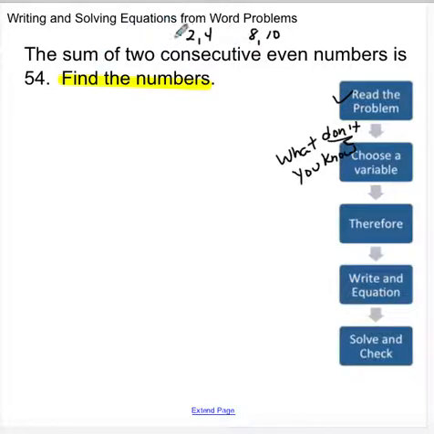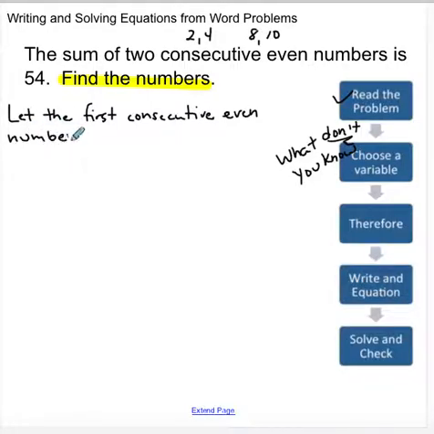And I've got two consecutive numbers, so let's define what we don't know. Let's give it a name. So let the first, right, the first of two consecutive even numbers, let's call it something. Let's call it X or N or P, whatever you want to call it. But I'm just going to call it X.